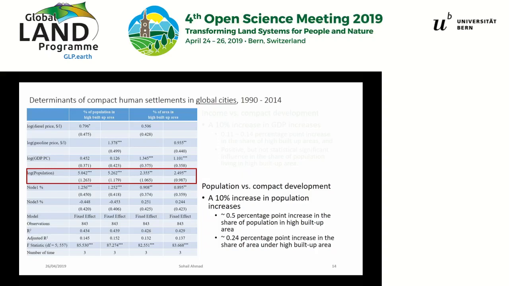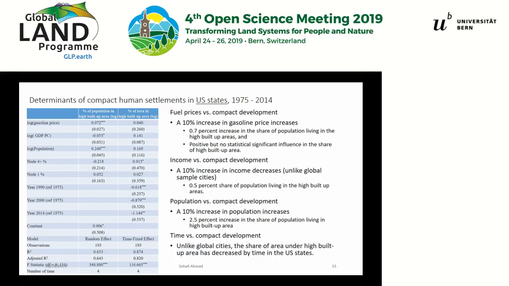When we look at the US states, the result is a little different from the global cities. Here we find that a 10% increase in gasoline prices increases the share of population living in the high built-up area by about 0.7%. It's log-log here; earlier it was not log-log, because of better model predictivity. We didn't find any significant result for people moving to more dense built areas. Also, increasing population puts more people in the high built-up area.